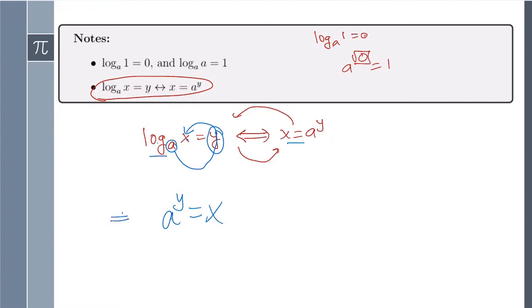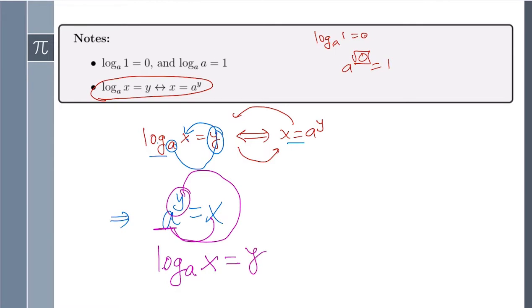Now, this is an exponential. If I have to write the log for that, I do the same thing. I start with the word log, then this base is the base for log, and then I go around. So log base a of this number x equals this number y. This is how we change from log to exponential and exponential to log.